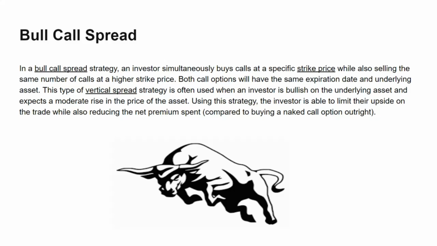This type of vertical spread strategy is often used when an investor is bullish on the underlying asset and expects a moderate rise in the price of the asset. Using this strategy, the investor is able to limit their upside on the trade while also reducing the net premium spent, comparing it, of course, to buying a naked call option outright.